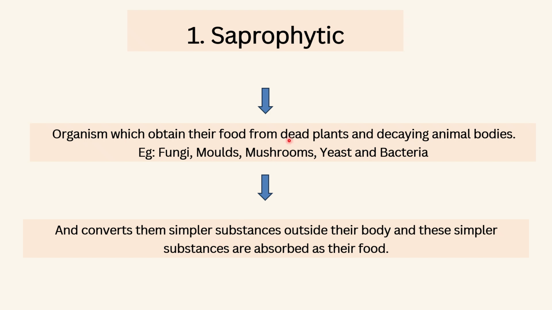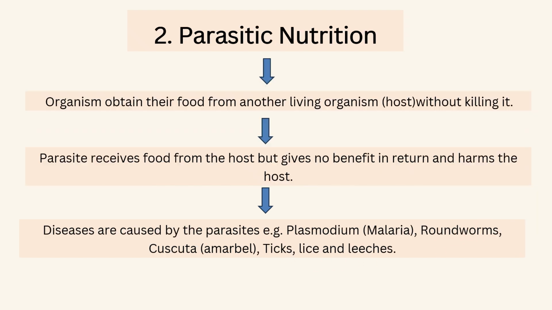They decay. They obtain their food from dead plants and decaying animal bodies, and the complex organic substances are decomposed into simpler substances outside the body, and then these simpler substances are absorbed as their food.